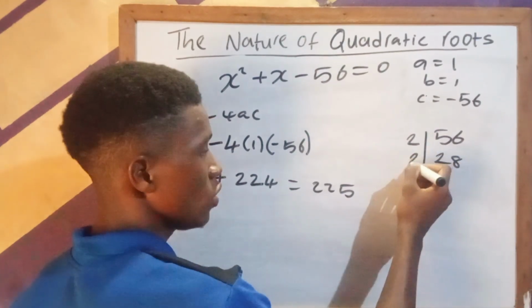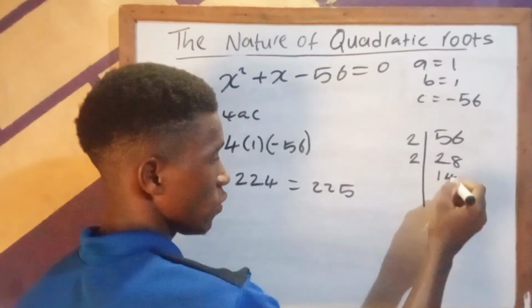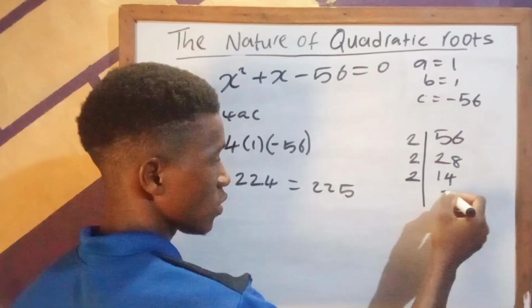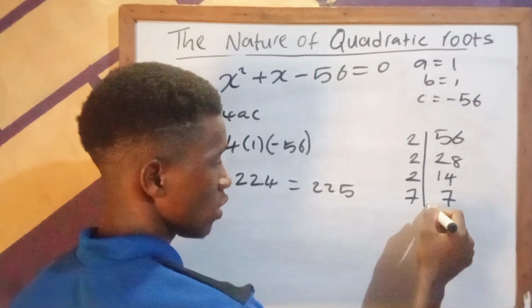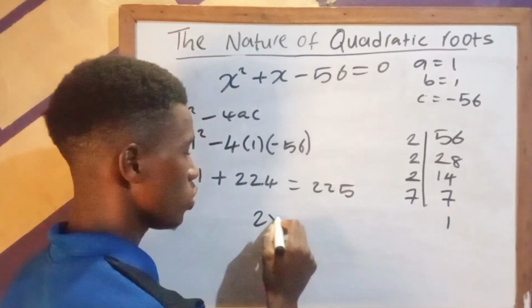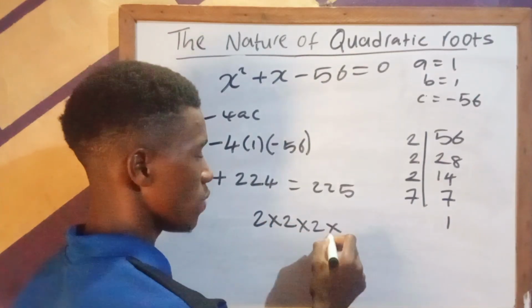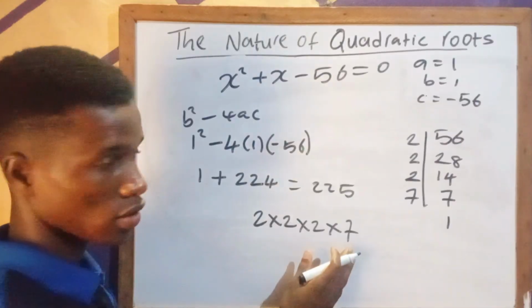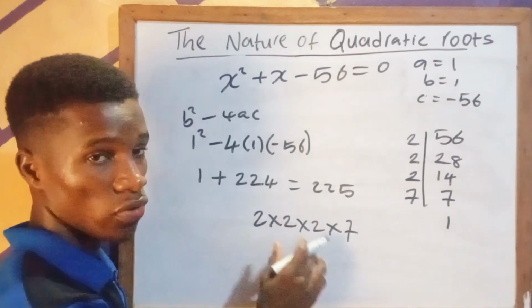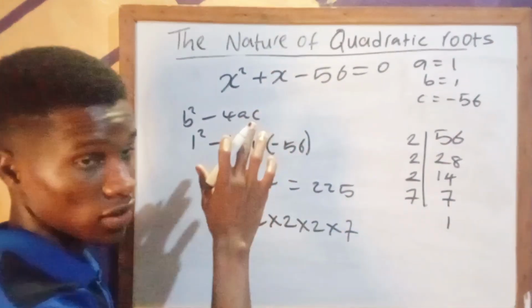So 56, 2 divides this, we are going to get 28. 2 divides 28, we are going to get 14. 2 divides 14, we are going to get 7. 2 cannot divide 7. So 7 divides 7, we are going to get 1. So these numbers are 2 times 2 times 2 times 7. So we are going to look for how to arrange these numbers, knowing that when I multiply all of them, it's going to give me 56.